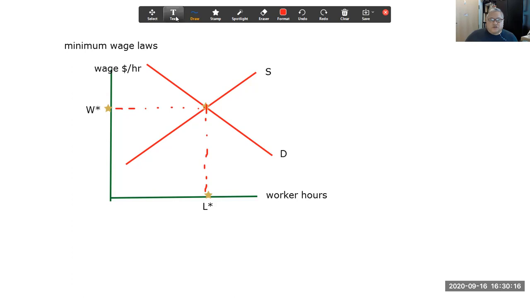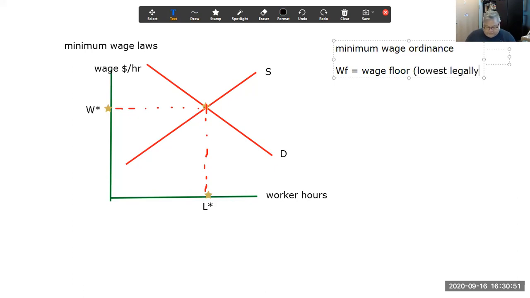Now let's introduce an ordinance. Let's say that there's something called a minimum wage ordinance. It's a law that a local government passes saying that there should be a minimum wage. And in this particular marketplace, you set the price to a price floor. So we're going to call it WF, for the wage floor, the lowest legally allowed wage.